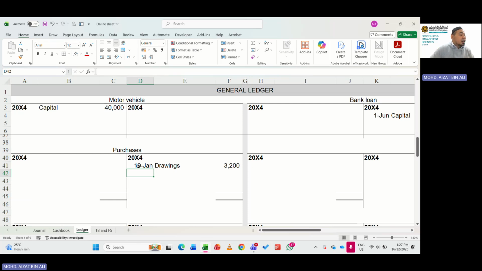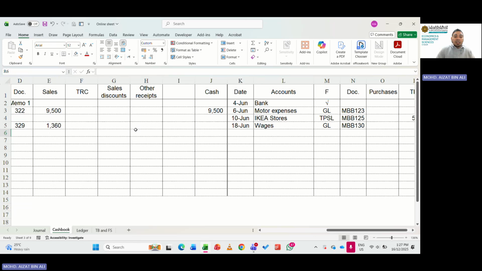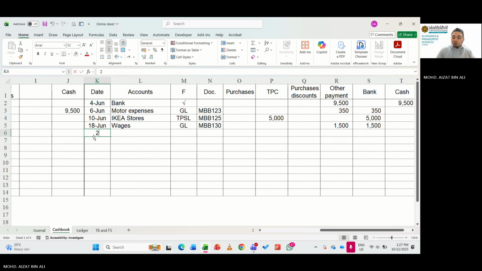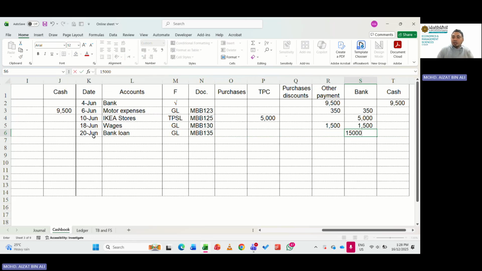And lastly, 20th June, we paid 15,000 of the bank loan. We paid using check. So let's go to our cash book. Cash book on the credit side, 20th June, bank loan, because we are paying our bank loan. So the particular would be bank loan, and we can find bank loan later at GL. Here we have our check MBB 135. So this would be 15,000 ringgit by check and it is considered as other payment. It's not TPC. TPC is exclusive for inventories. So this is how we record it.